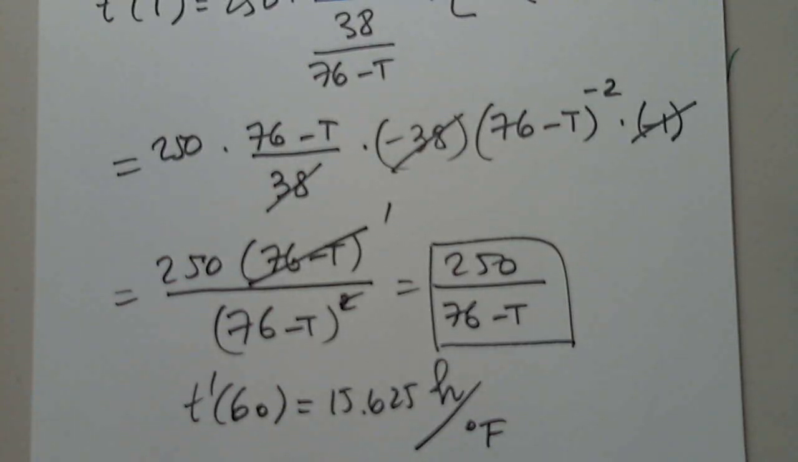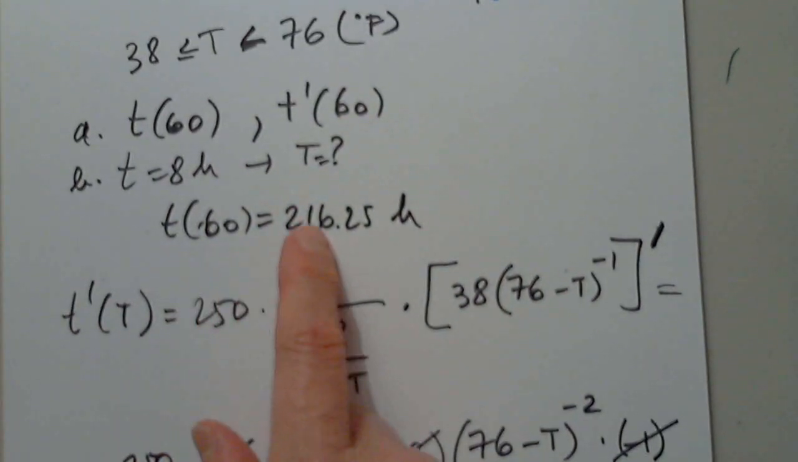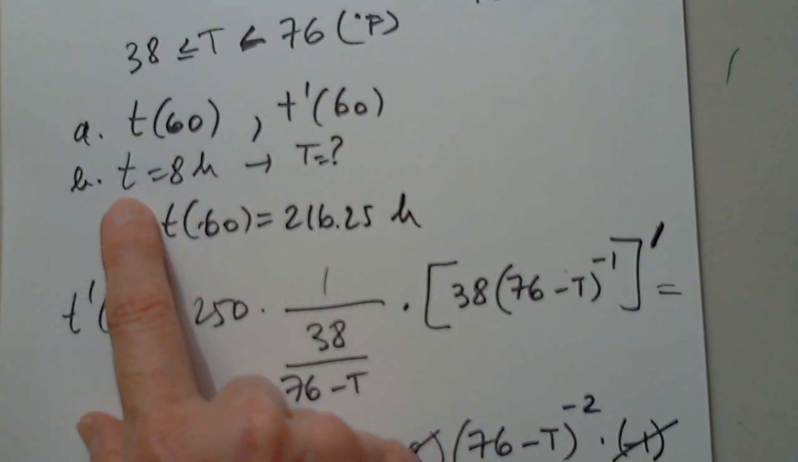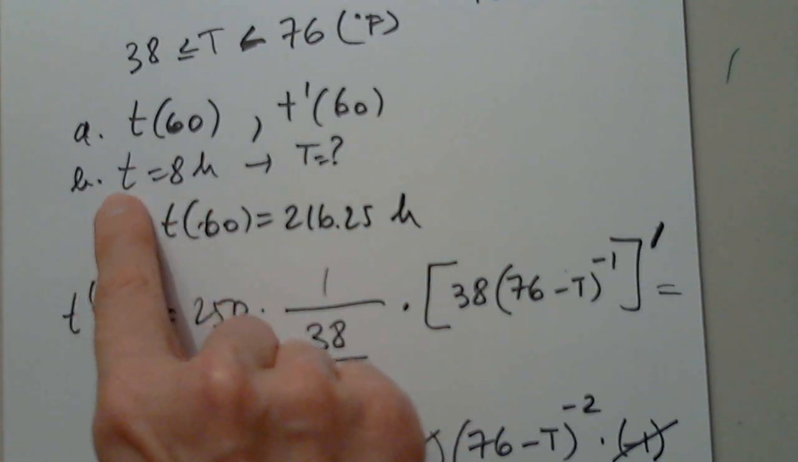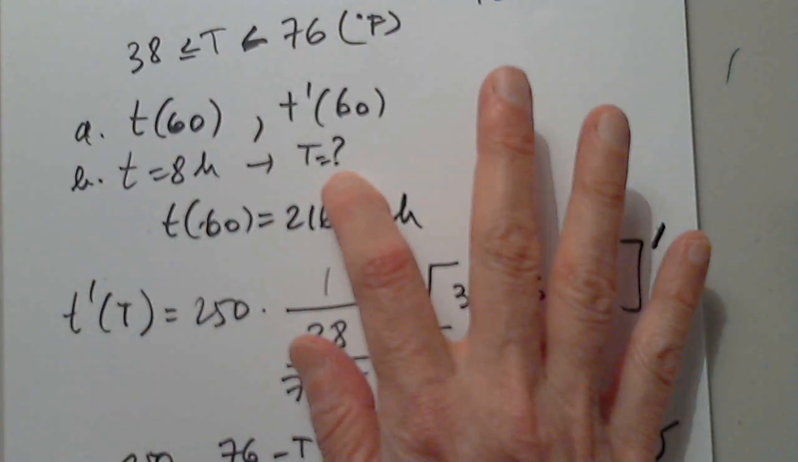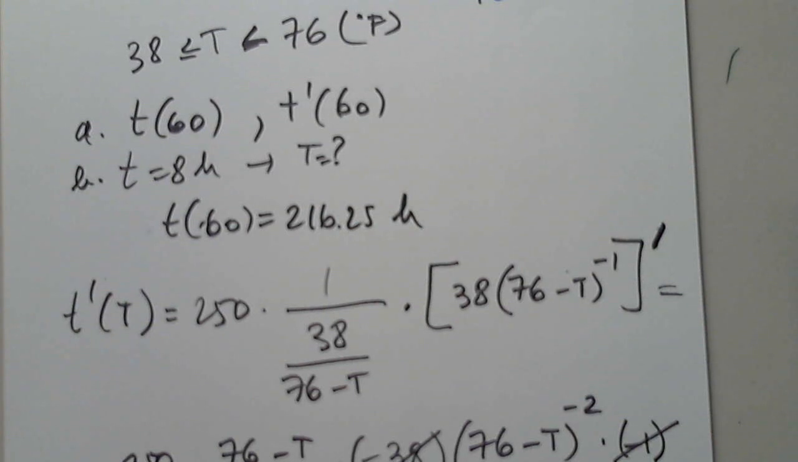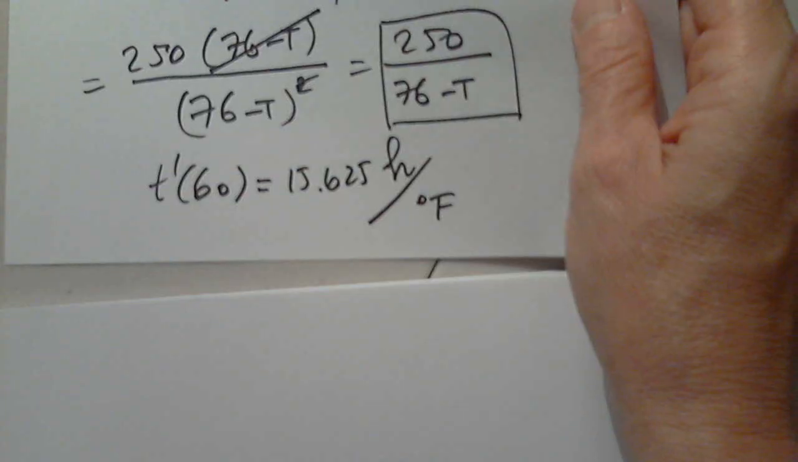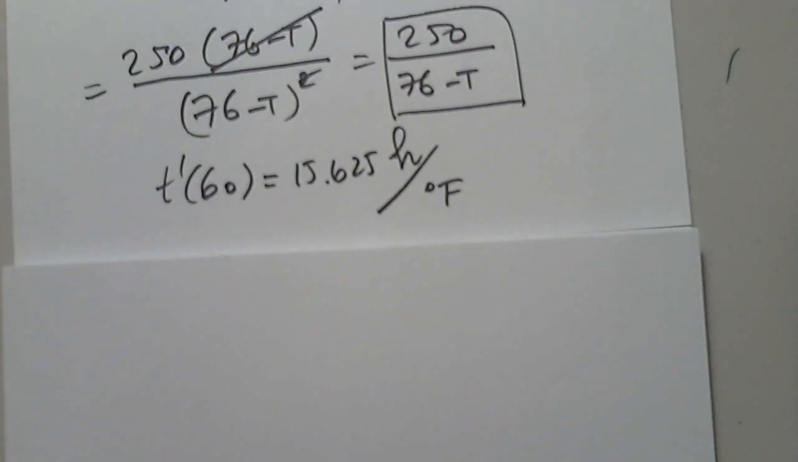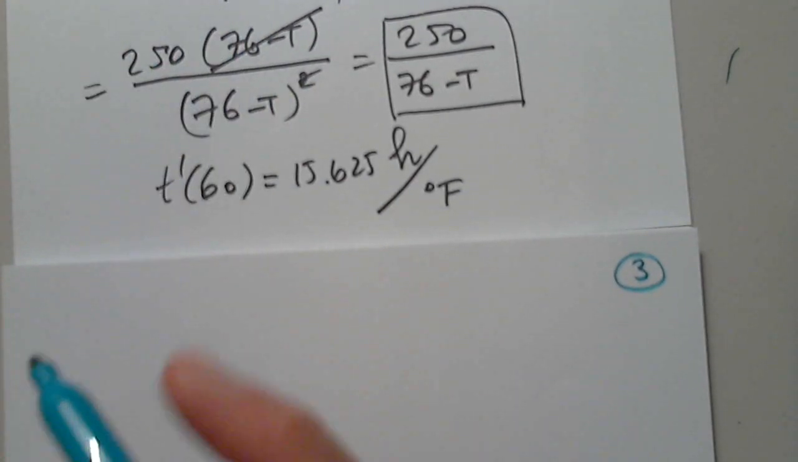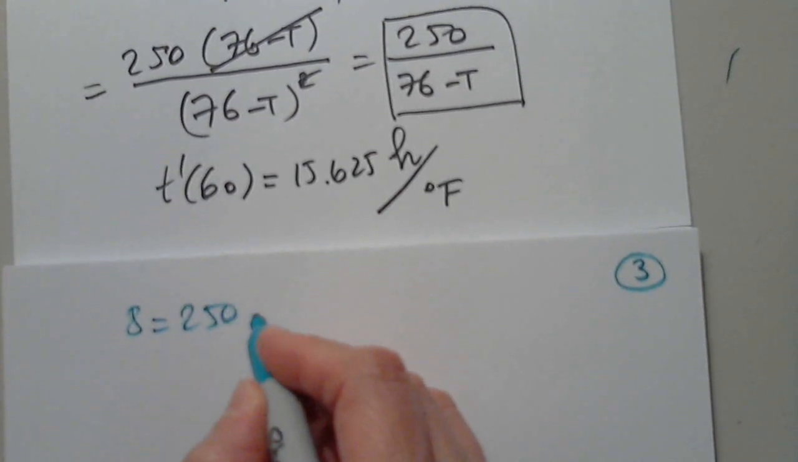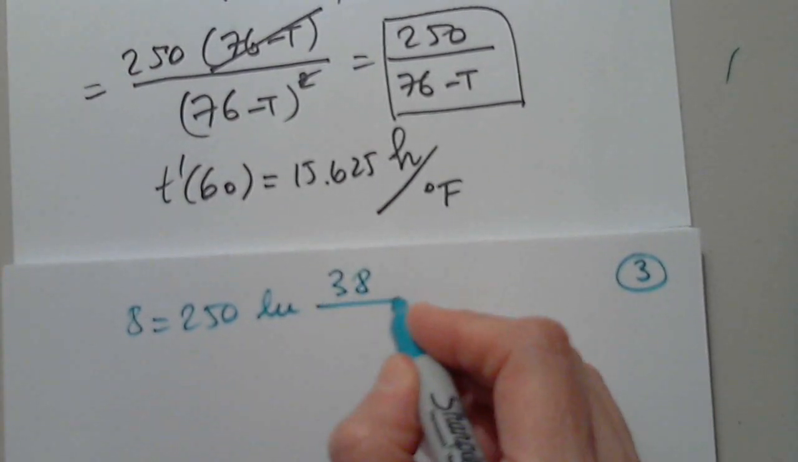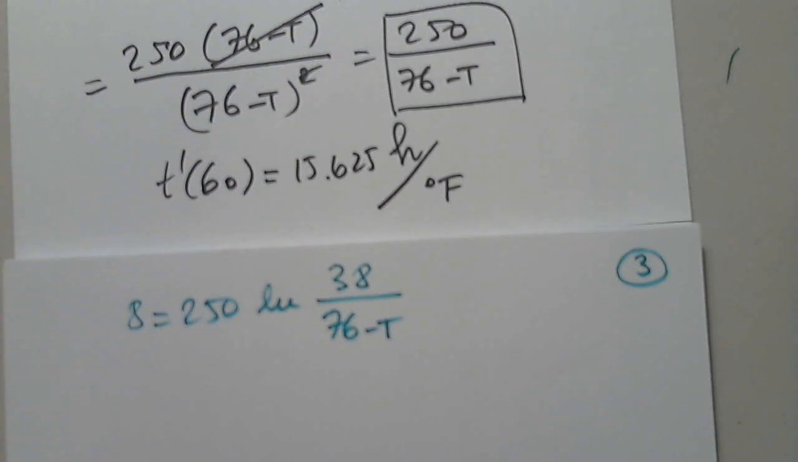However, this problem is also asking us to find T when lowercase t is 8 hours. This is just algebra, there is no calculus here. Do you want me to show this, yes or no? Yes, please. Okay, perfect. So, 8 hours equals 250 times natural log of 38 over 76 minus t.